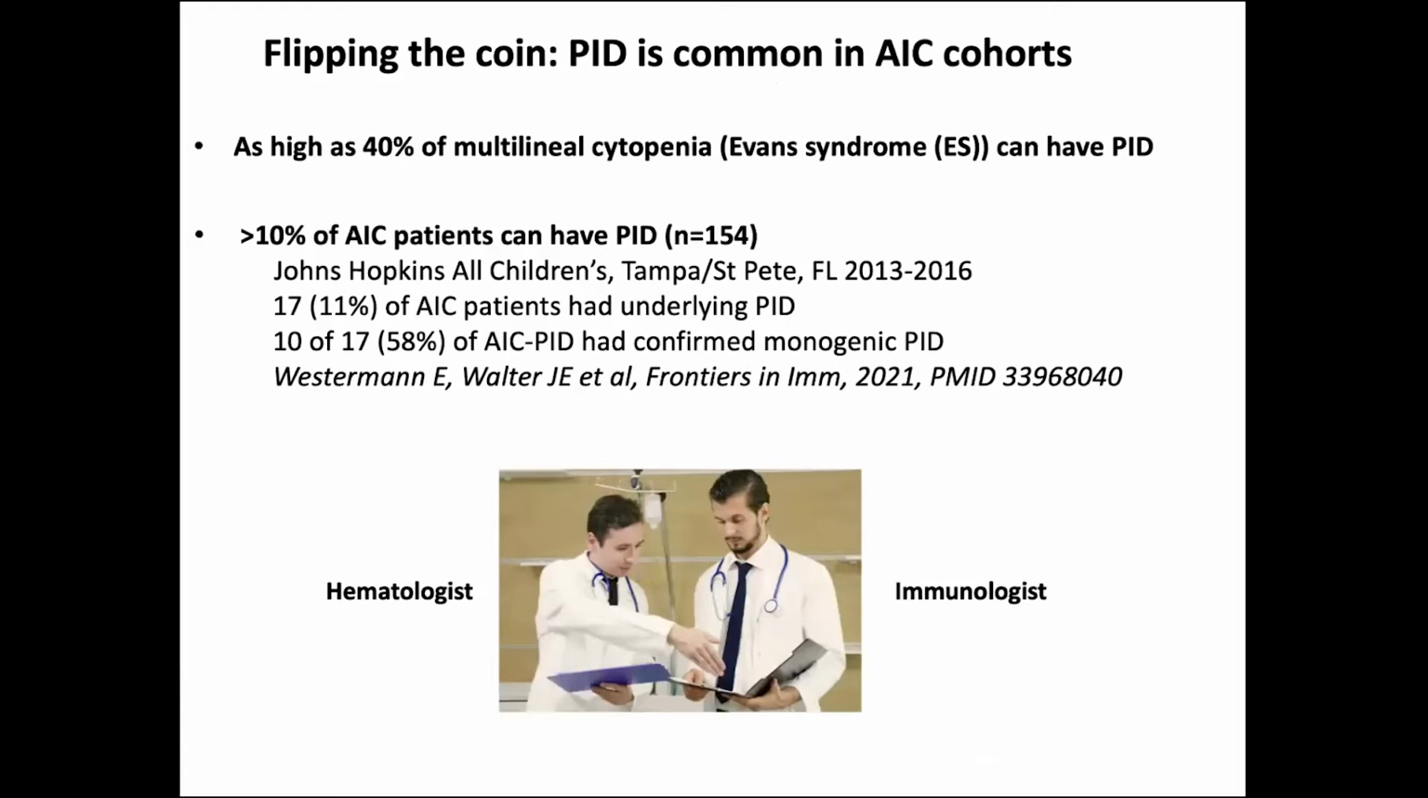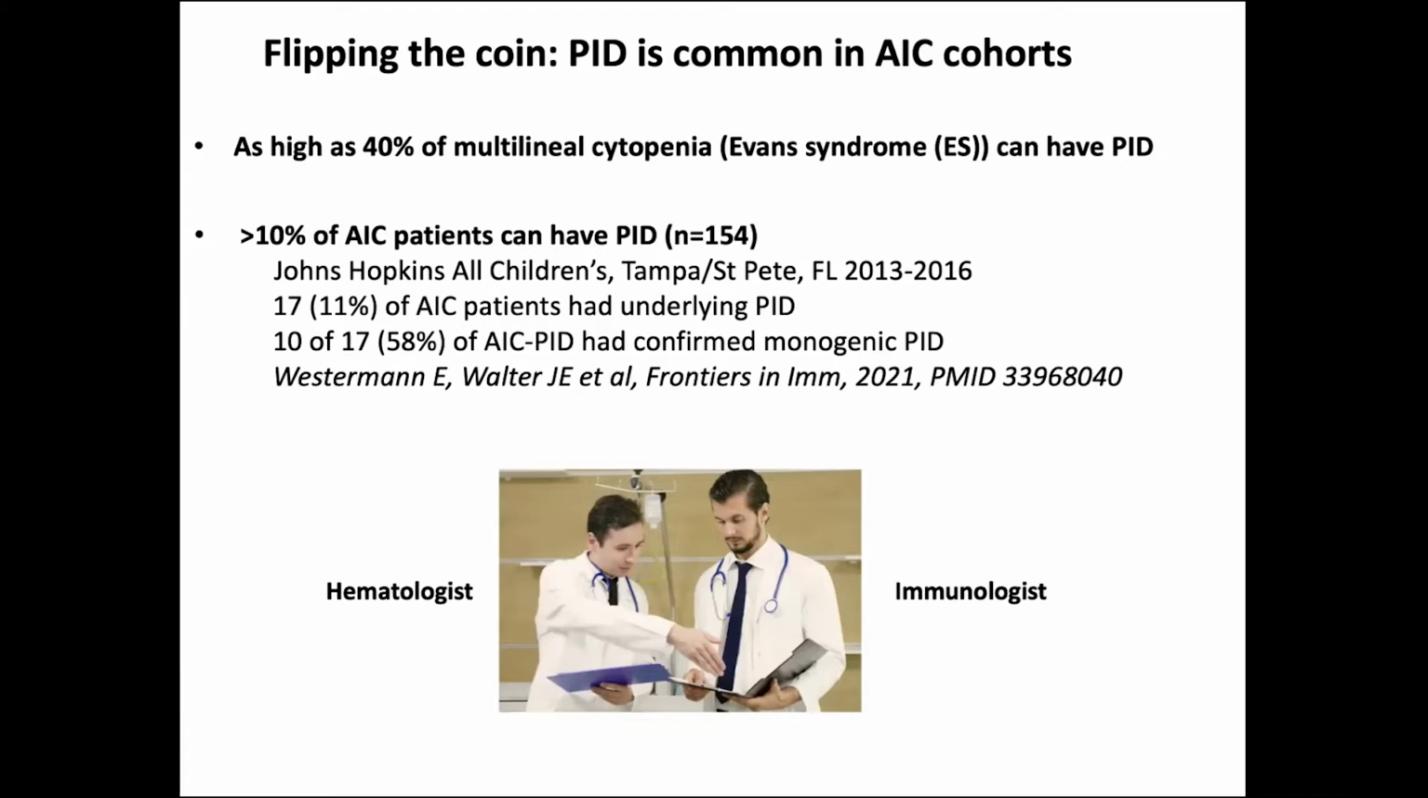So when I think about immunodeficiency, we really think about the other side of the coin too: not only do primary immunodeficient patients have a tendency for cytopenias, but cytopenia patients can have a tendency for immunodeficiency. And what we have seen is that as high as 40% of patients with the multilineage cytopenia that I called Evans syndrome in the prior slide can have an underlying immunodeficiency.